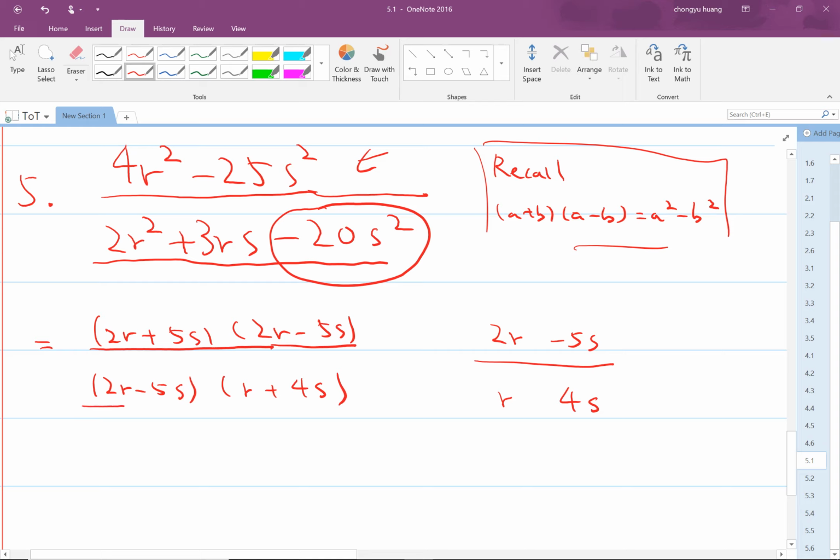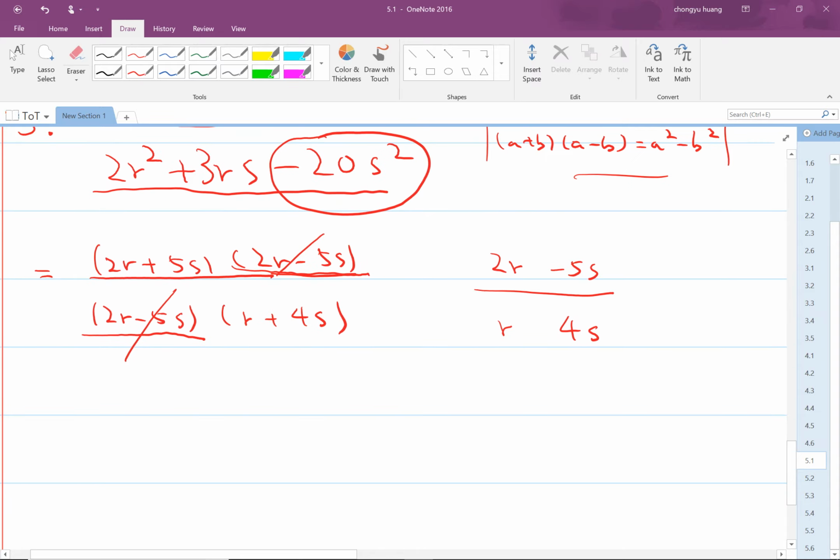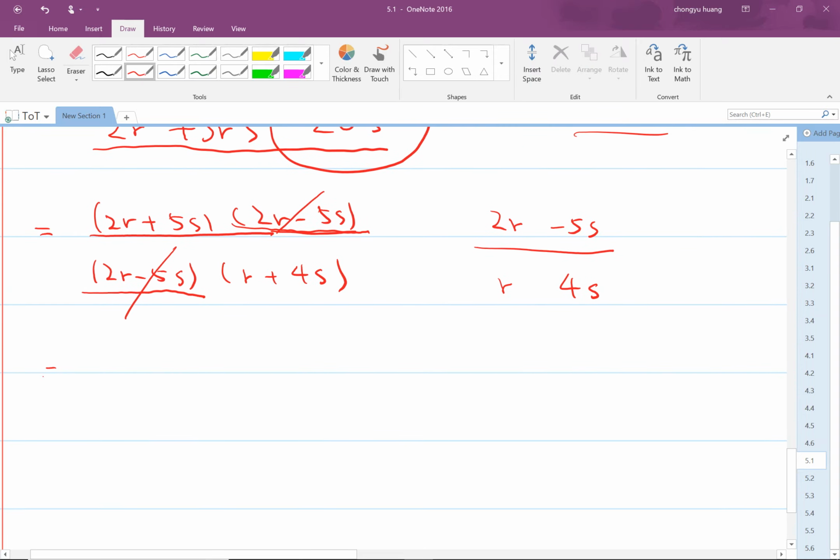Now we have a 2r minus 5s, and over here we have a 2r minus 5s. So those two terms can get cancelled. Let me move it down a little bit, and then we basically finished the factorization. We basically finished the simplification, right? Let me write down the solution.